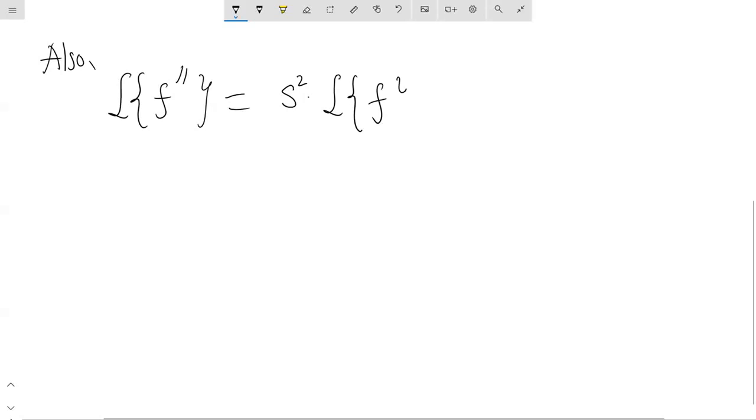We also need the relation between the Laplace transform of the second derivative and the Laplace transform of f. So if we have the second derivative, then using the formula for the first derivative, we will get the following. I'm not going to show you that, but we may use the formula s squared times the Laplace transform of f minus s times f of 0 minus f prime of 0.